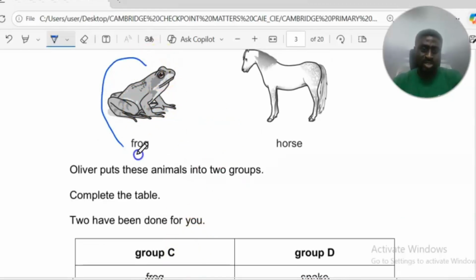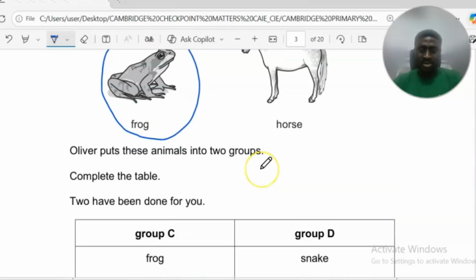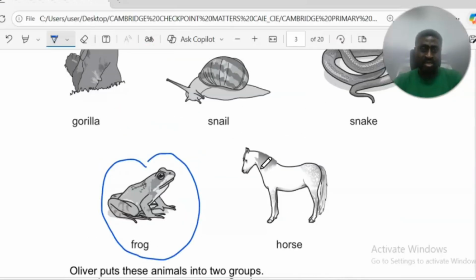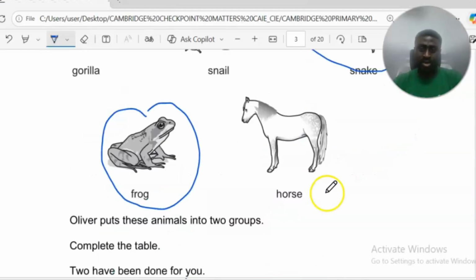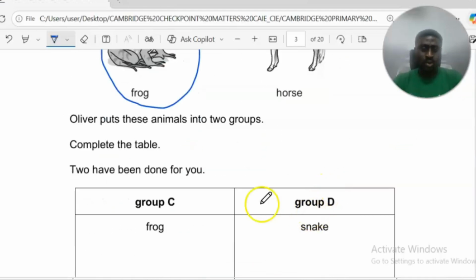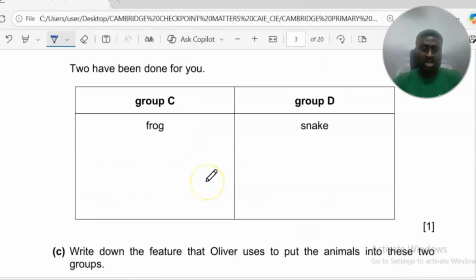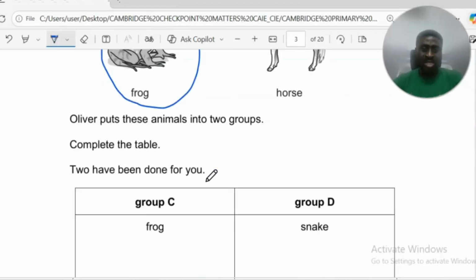So frog has been taken. He placed it under group C. Then he placed the animal snake. So snake has been taken. Snake under group D. So the question now is, Oliver puts these animals in two groups.